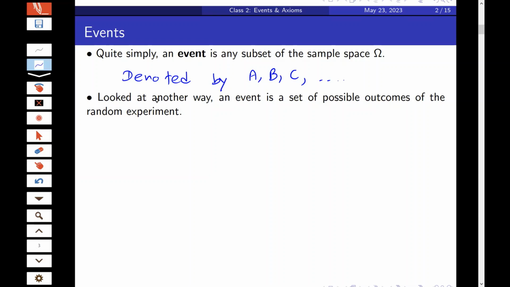Here is another definition for events. In another way, we can say an event is a set of all possible outcomes of the random experiment. So in that case, omega, the sample space, is also an event.